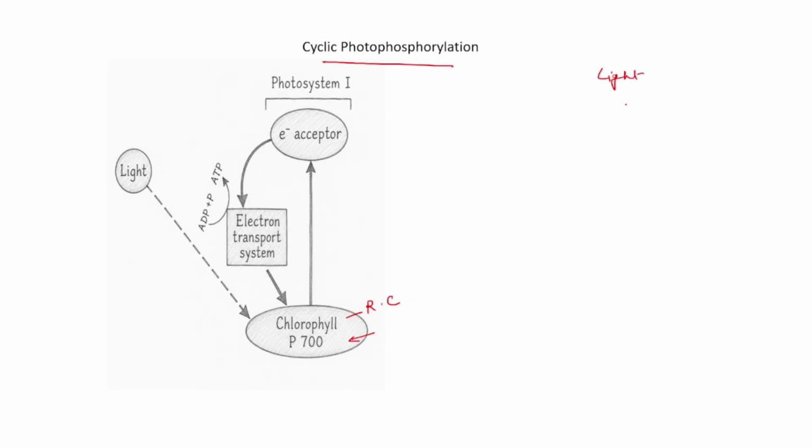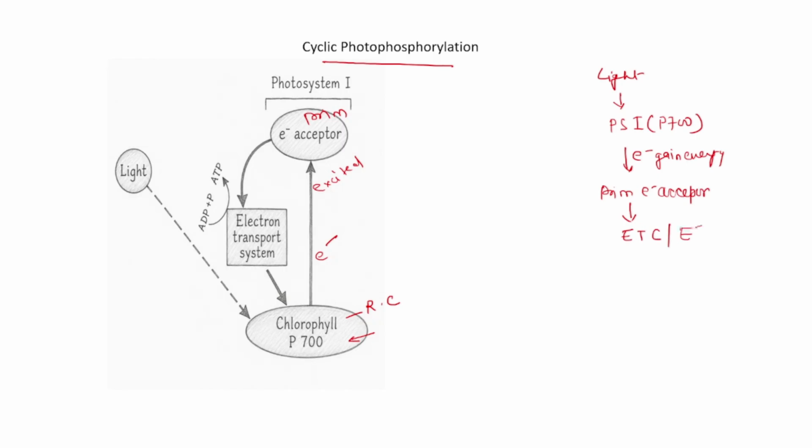Let's see the process. When light falls on the photosystem I, that is P700, electron gains the energy and is excited to primary electron acceptor. See here, when the light falls on the reaction center, electron gains energy and is excited to primary electron acceptor. Then from primary electron acceptor, electron goes to ETC or ETS, that is Electron Transport System, which consists of different carriers.